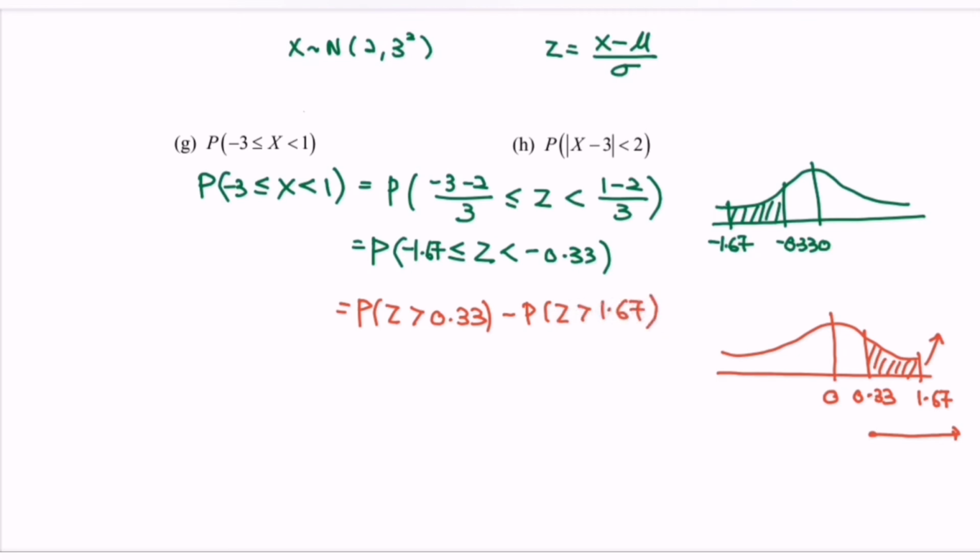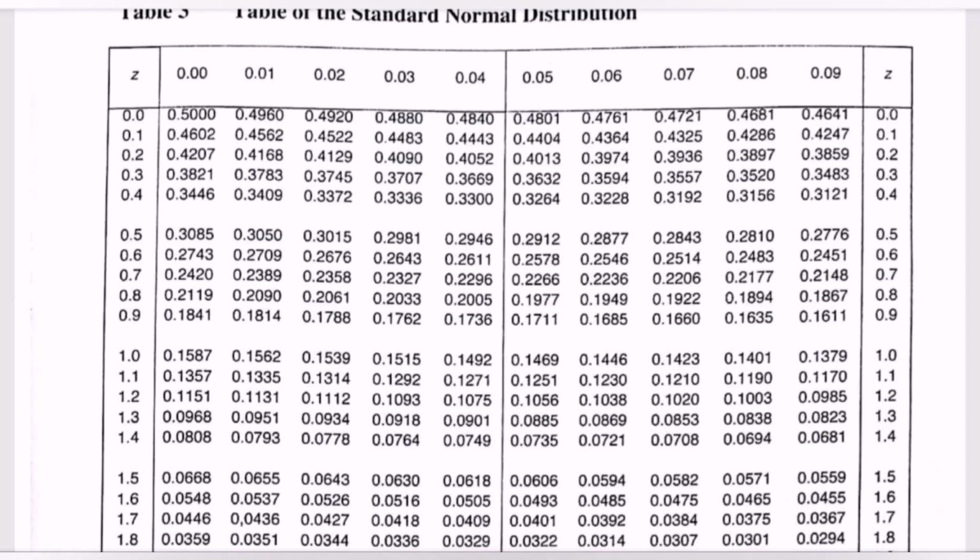So kindly refer to the table. First is to find the value of z with 0.33. Here we have 0.3 and 0.03, so the value for 0.33 will be 0.3707. Next is to find 1.67. Here we have 1.6 and 0.07, so the probability for 1.67 will be 0.0475.